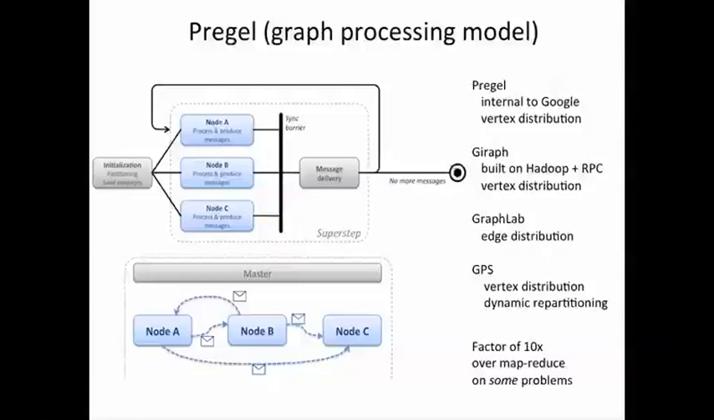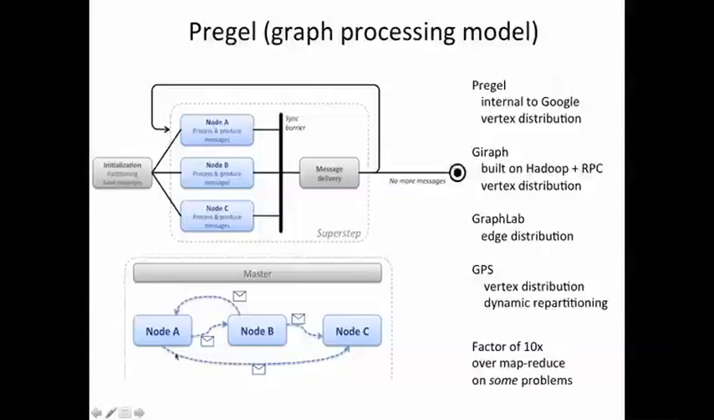So here's the Pregel model. It's an internal project which is used within Google. It distributes vertices to processors or nodes in this diagram. Initialization: you partition the vertices across the processors, and then vertices are given edges, so they read edges, and then edges are given to the appropriate vertex. So a vertex will get all the edges which go out from that vertex, and each processor will have a whole bunch of vertices.